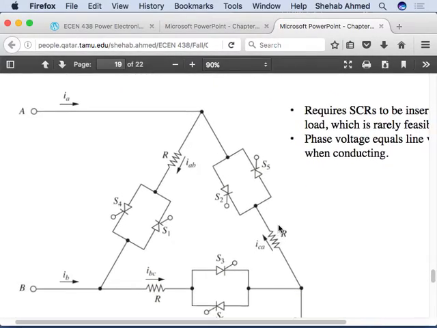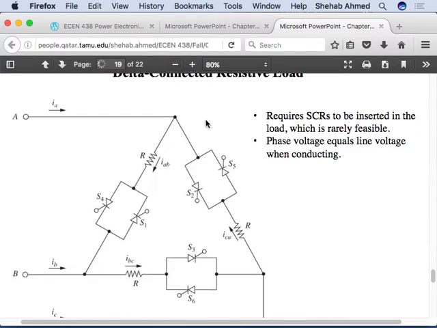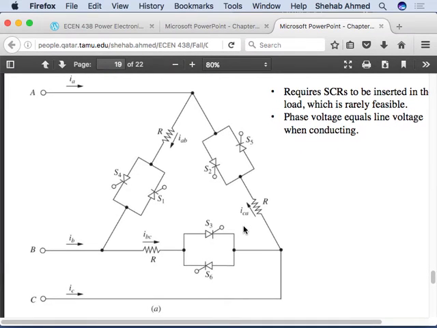How about if the load is delta connected? Sometimes you have motors or loads that are connected in delta that you would like to also do the same thing with. You would like to control the three-phase voltage applied to these loads. How would you do that? This is a certain configuration.